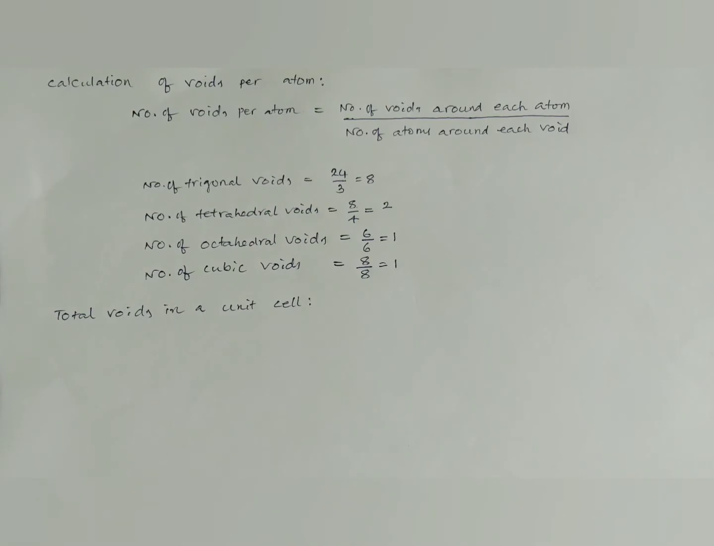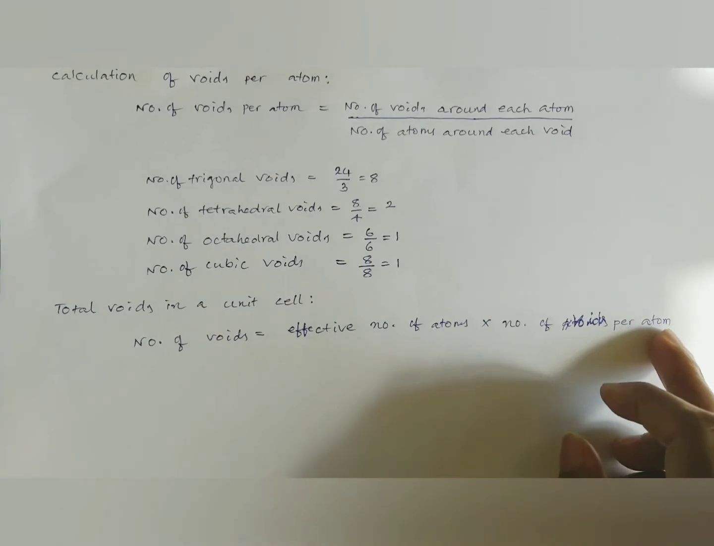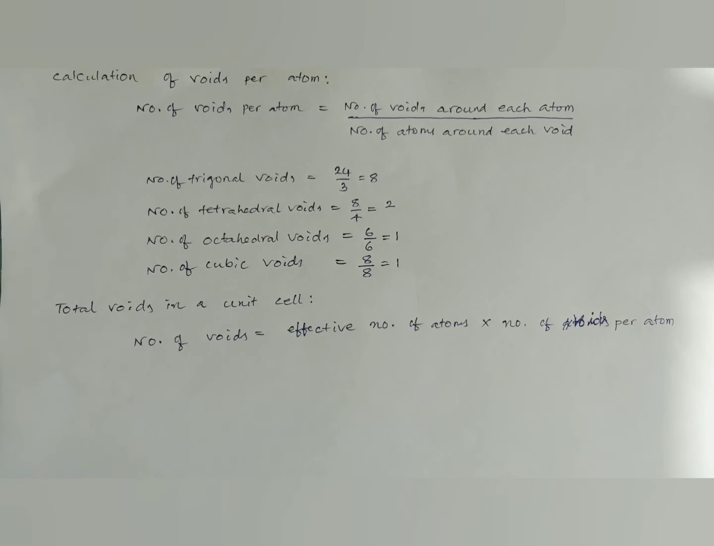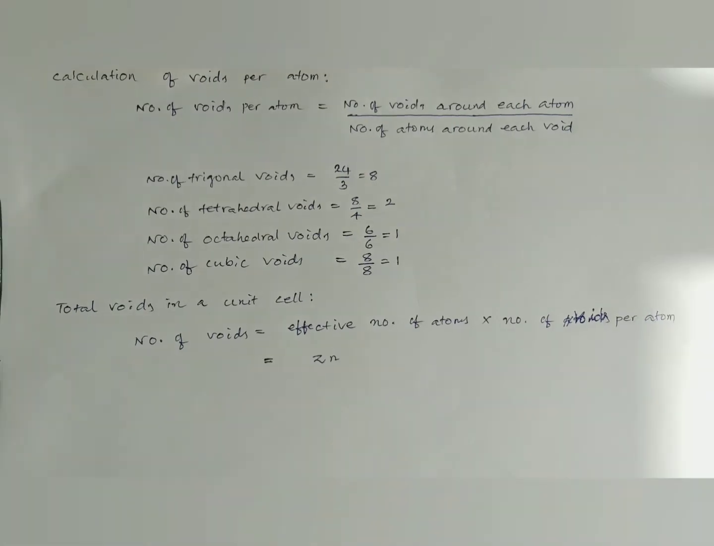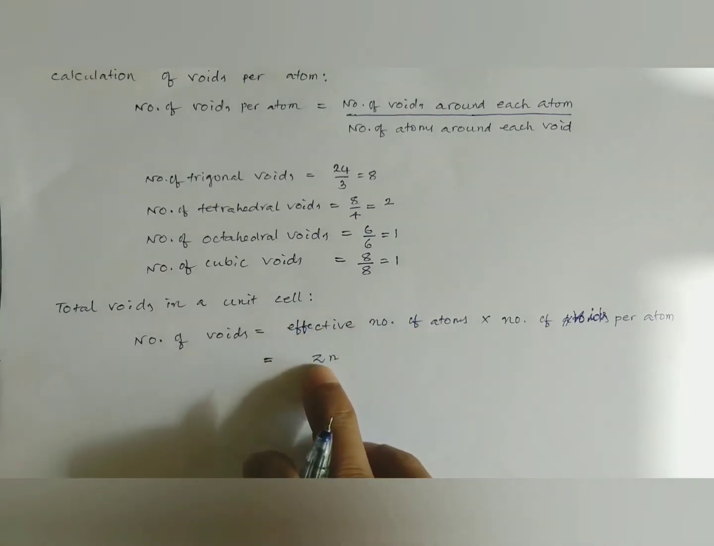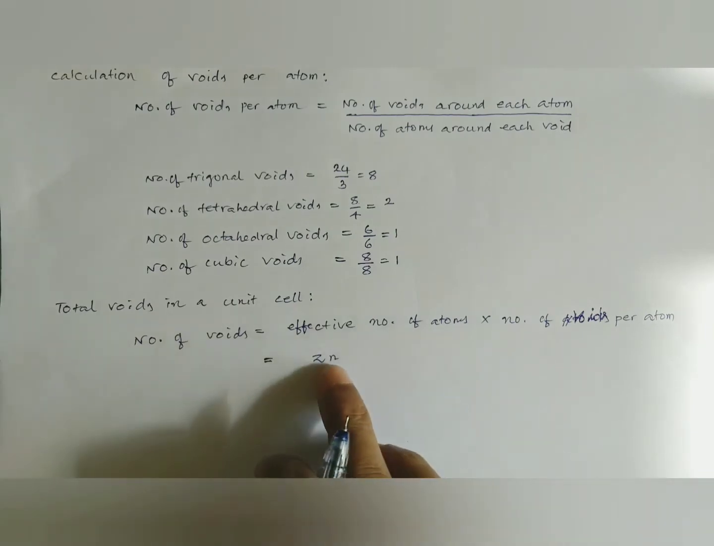Total voids in a unit cell. There are different types of voids in a unit cell, and each type can be calculated by using the formula: number of voids is equal to effective number of atoms into number of voids per atom. So that will give the number of voids of that particular type in a unit cell. That is equal to Z into N, where Z is the effective number of atoms present per unit cell, and N is the number of voids per atom.